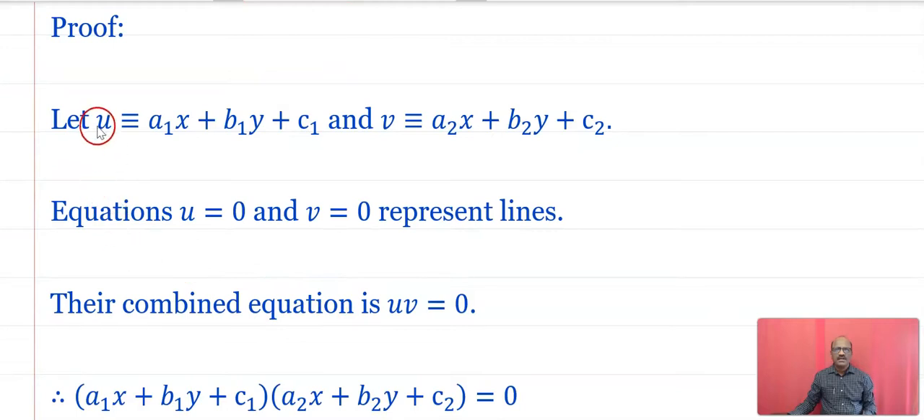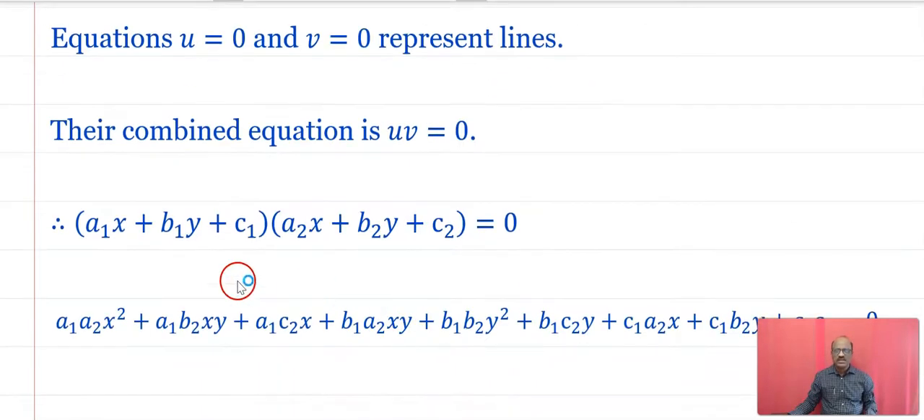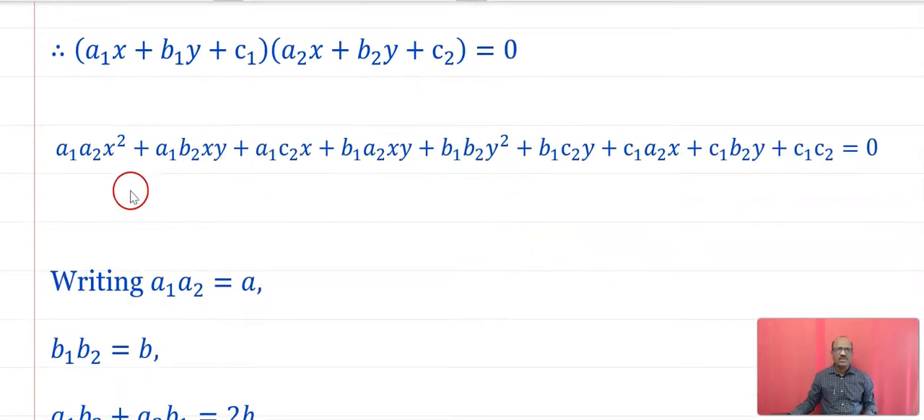Proof. Let u is equal to a1x plus b1y plus c1 and v is equal to a2x plus b2y plus c2. Equations u is equal to 0 and v is equal to 0 represent lines. Their combined equation is u into v is equal to 0. Therefore, (a1x plus b1y plus c1) into (a2x plus b2y plus c2) is equal to 0. Now their product: a1x into a2x gives a1a2x square, a1x into b2y gives a1b2xy, a1x into c2 gives a1c2x.